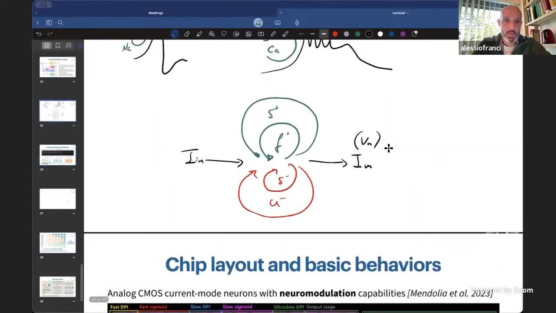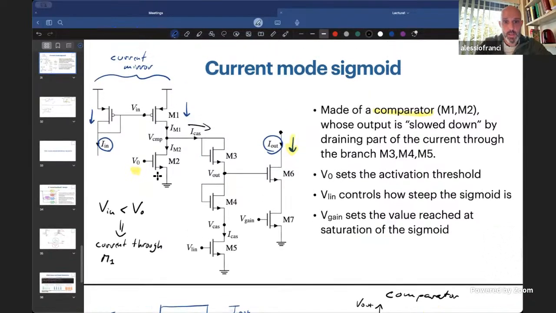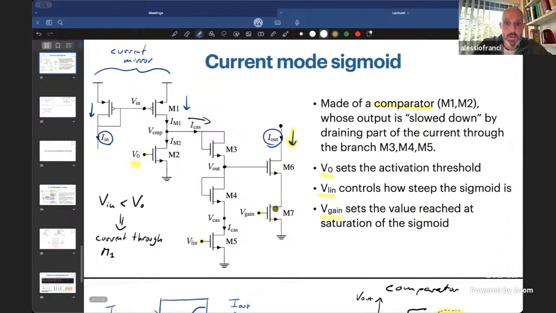By setting, so let me go back to the schematics. You see that in the sigmoid, for instance, you have various voltages like this one, this one, and this one that are essentially parameters. So by setting these parameters to different values for different neurons, you can have networks of heterogeneous neurons, each of them with their own intrinsic spiking characteristics.